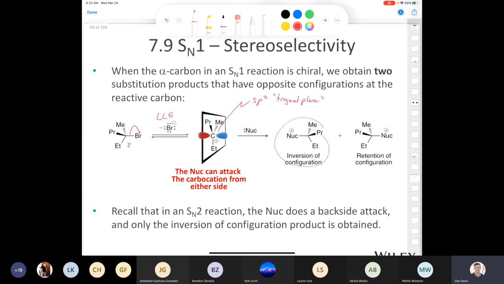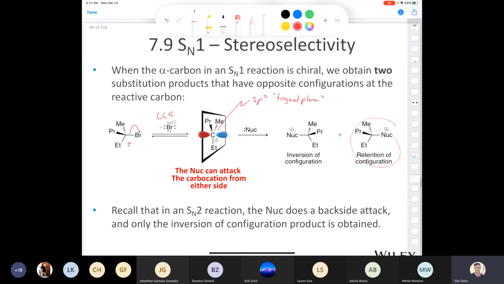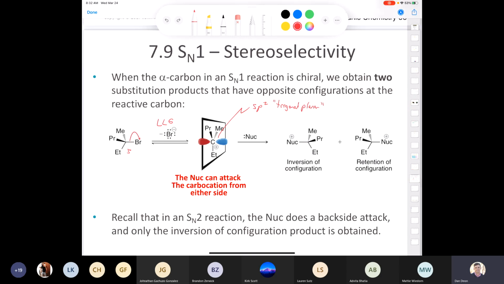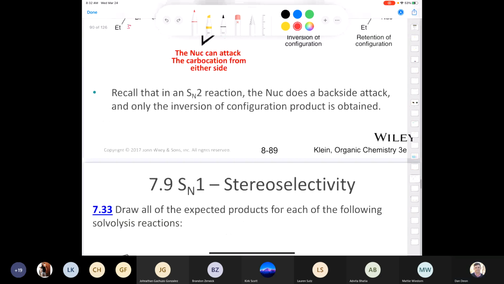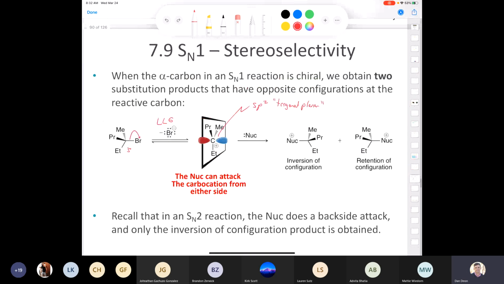So that means I'm going to get inversion of configuration, where it flips like the umbrella in the wind, so to speak. And I'm also going to end up with retention of configuration, where the configuration remains the same. Okay? Well, you remember that in the SN2 reaction, you only get the backside attack, and you only get the inverted product. Well, here's the truth about the stereoselectivity of these kinds of reactions. And it's not even in my slides, so I must not think it's of great importance. Otherwise, I would have harped on it a little bit more with you guys.